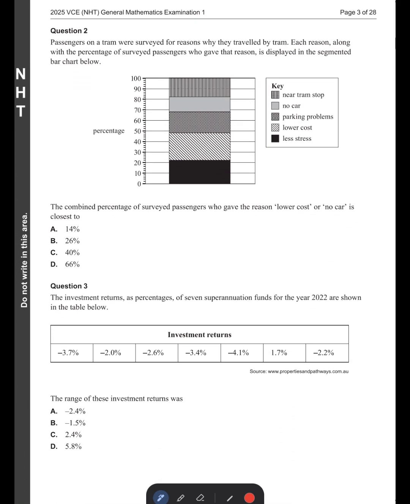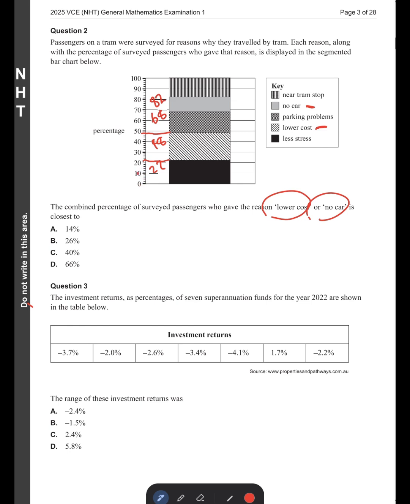Okay, passengers on a tram were surveyed for reasons why they travelled by tram. The percentages are shown in the segmented bar chart below. The combined percentage of surveyed passengers for the reason lower cost or no car is closest to. So we need to look at lower cost and no car. This one looks like we're going to need to read individually. So that's going to be 22 to 48. And then this one looks like it's going to be 68 to 82.